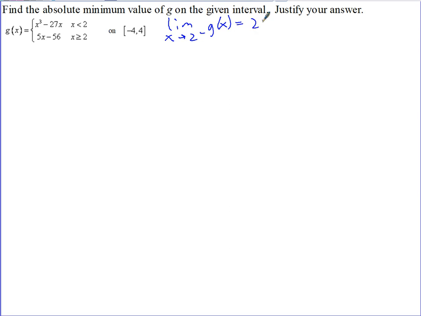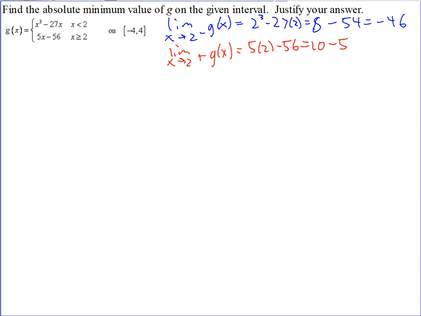x will be 2 cubed minus 27 times 2 gives you 8 minus 54, negative 46. And then we have to compare this on the right. Limit as x approaches 2 from the right. That would be 5 times 2, 10, minus 56 gives you negative 46. So they do meet up. It is continuous. That means that our breakpoint is going to be a critical number for sure. 2 could be a relative minimum or a relative maximum.